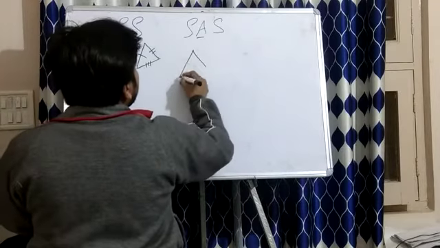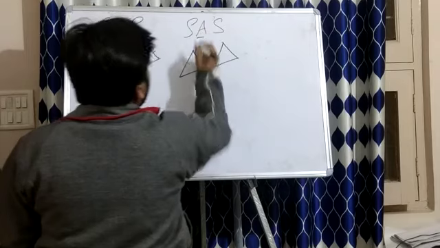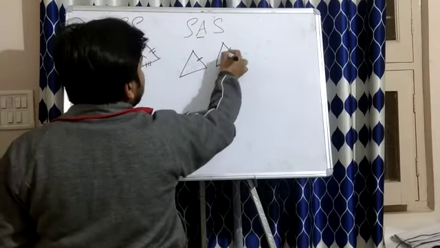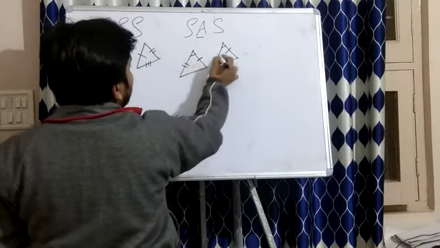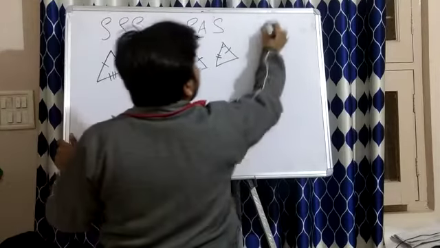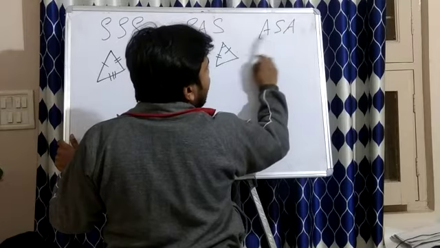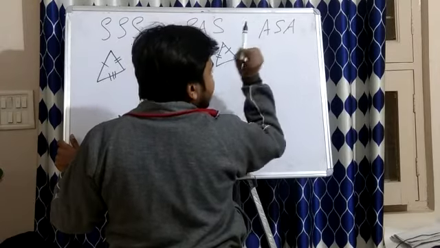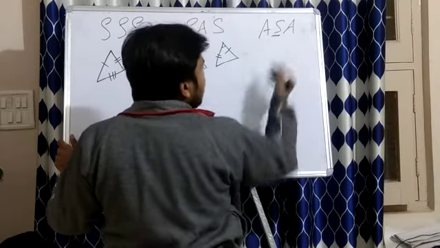Now let me make two triangles. Now this side is congruent to this side, this angle is congruent to this angle, similarly this side is congruent to this side. We also saw ASA, which states that if two pairs of corresponding angles and a side in between them are equal, then the two triangles are congruent.